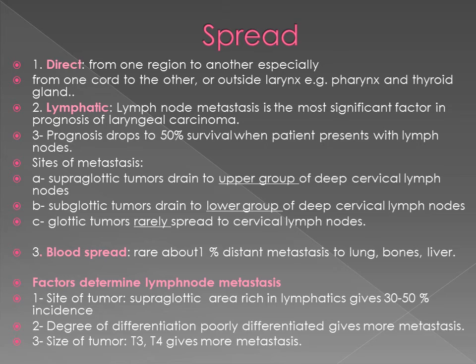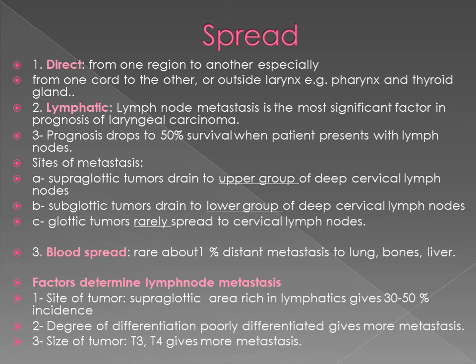Directly from one region to another, this could be through the glottis. It passes from a certain level to another. So if it's in the glottis, it might reach the supraglottis, or the opposite, from the supraglottis to the glottis. Or if it's in the glottis, it may reach down to the subglottis. So this is called transglottic malignancy.